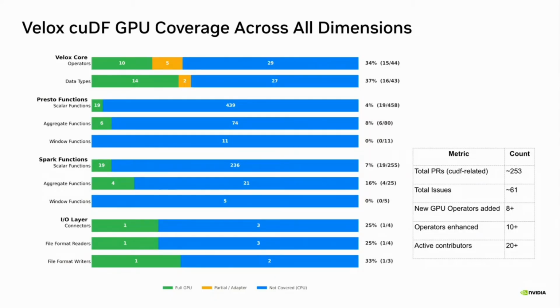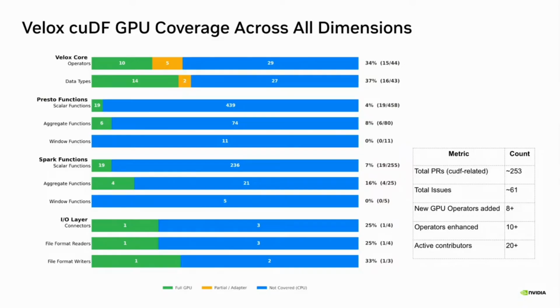Let's see what we have achieved with this architecture. Today, we have successfully GPU accelerated 34% of the Velox core operators and 37% of the data types. We heavily focused on fixed width data types and string data types, and we are currently near completion for full decimal support, which is critical for financial workloads. And we also support list and struct data types.